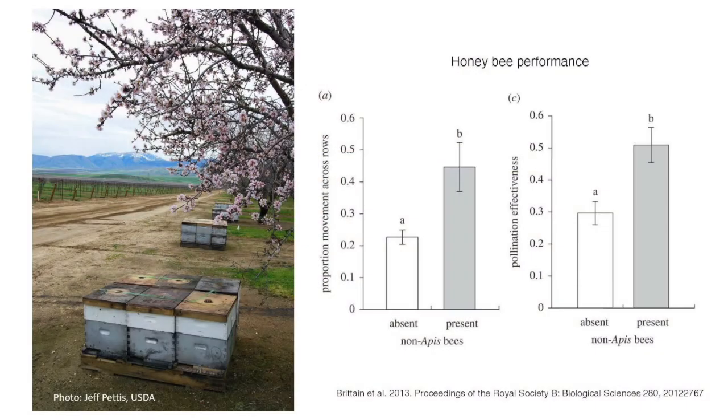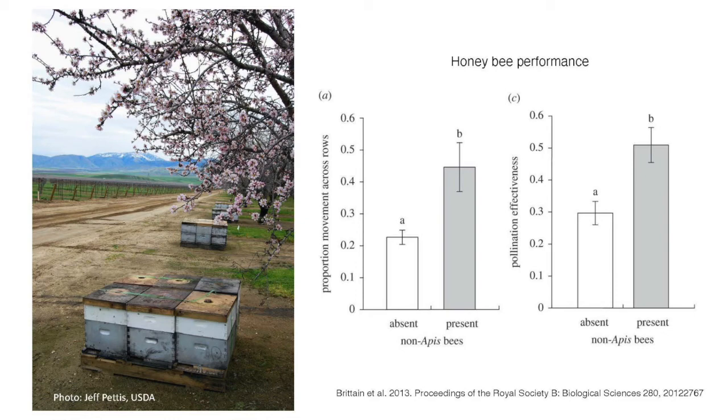Here's another paper. Jeff Pettis, formerly at USDA, came out with this back in 2013. And this is looking at honeybee performance in the presence of non-honeybees with or without them. And this is looking at the proportion of movement across rows. And this is the pollination effectiveness. And this was with non-Apis bees, not just bumblebees, but other wild bees. If there's other wild bees in the orchard, the honeybees cross rows more frequently.